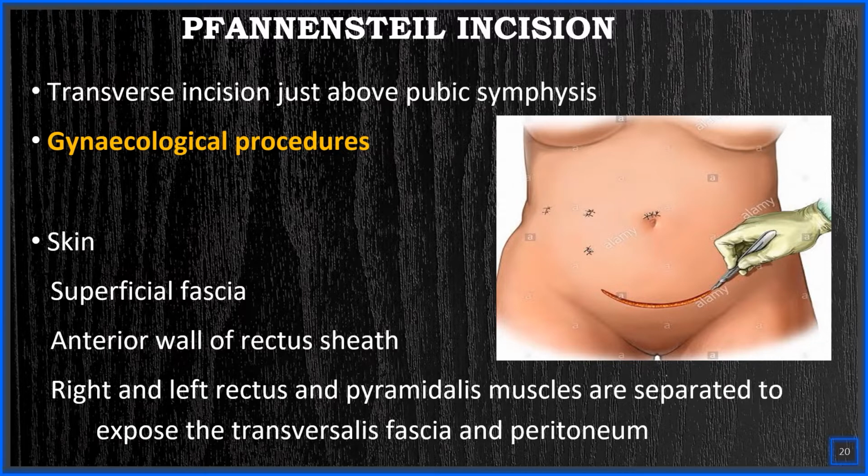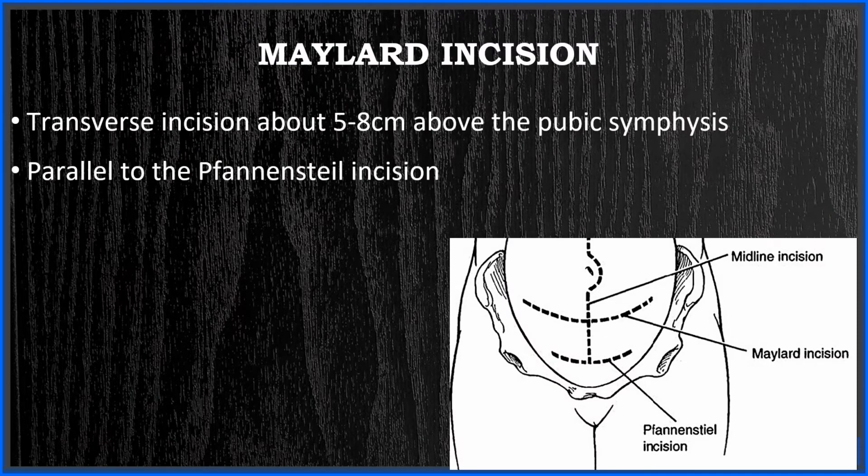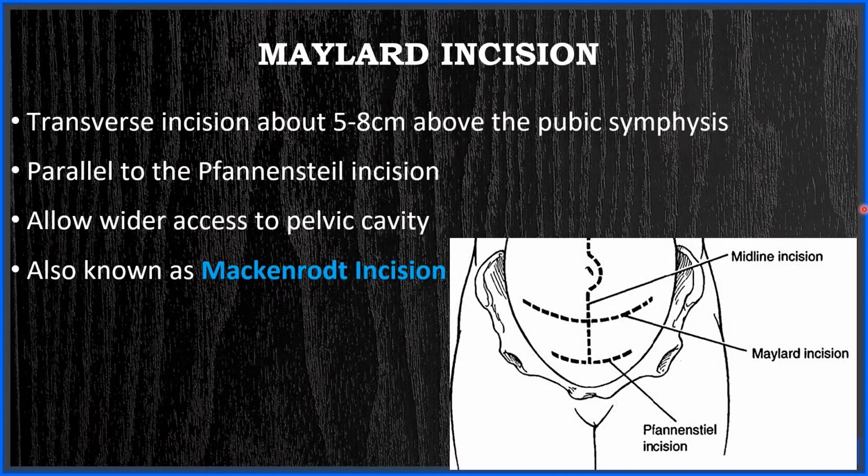This is very, very important. Coming to the Maylard incision. So this is the Pfannenstiel incision. You can see just above the pubic symphysis, you have the Pfannenstiel incision, and slightly above that is the Maylard incision. So Maylard incision is about 5 to 8 centimeters above the pubic symphysis.